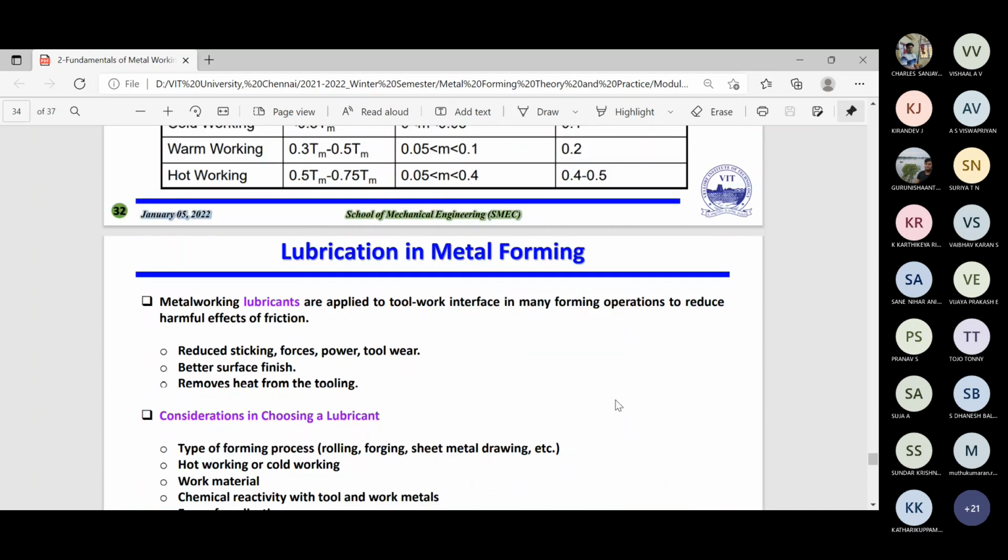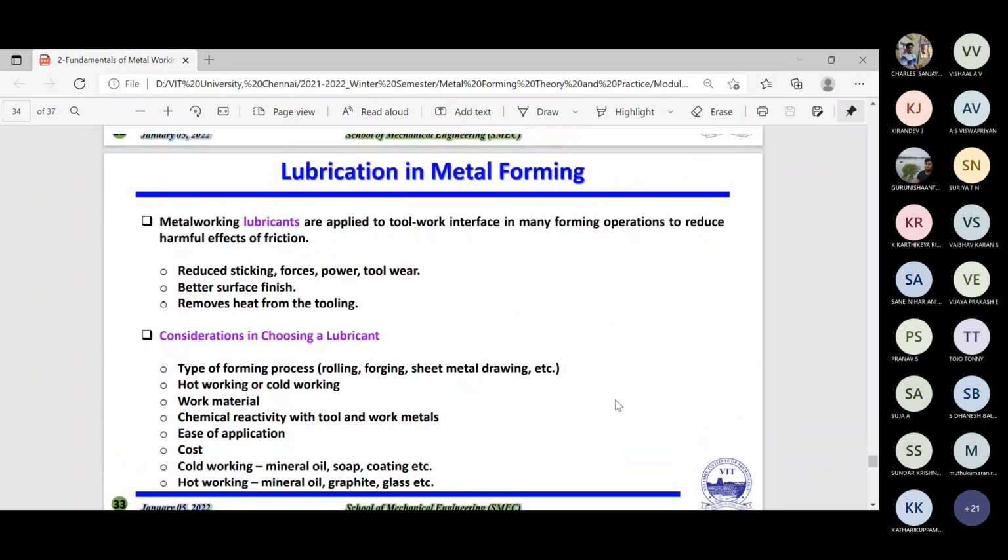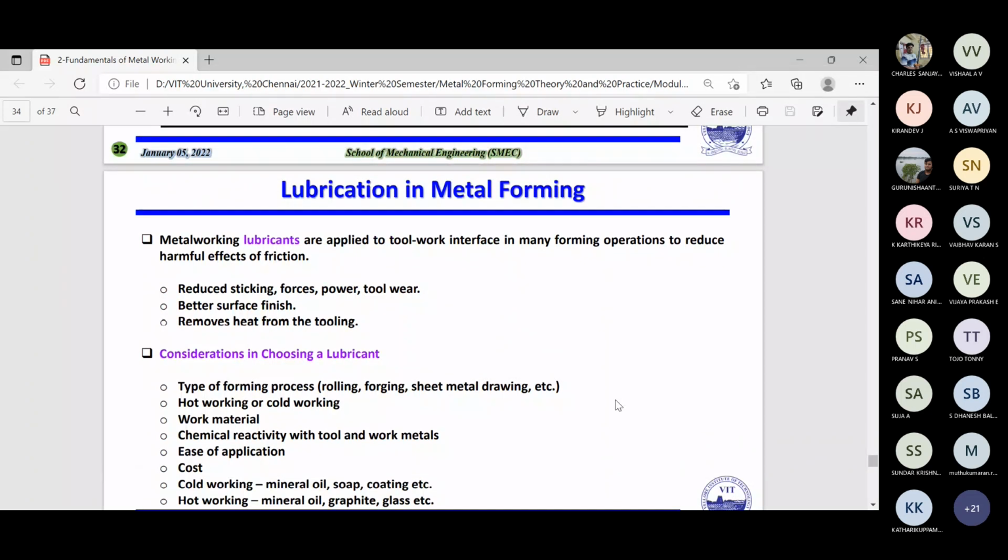Yeah. So one more thing, you have lubrication in metal forming. When you are doing some metal forming or machining, we have also talked about lubrication. A lot of lubricating materials or lubricating ingredients we have discussed. So here also, metalworking lubricants are applied to the tool-work interface in many forming operations to reduce the harmful effects of friction. So it is connected to the resistance, or it is connected to the friction. Okay, so you have to use some lubricants.